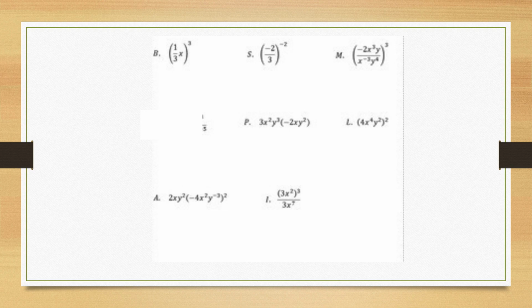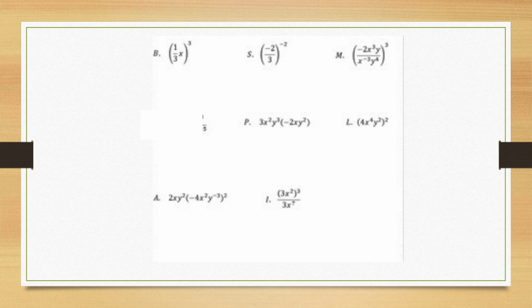Just in case you're seeing this on a small screen, which I really hope you're not, let me just tell you what they say. For letter B, it says in parentheses 1/3 x, and that's to the third power. 1/3 x to the third power. Letter S, in parentheses negative 2/3, and that's to the negative 2 power. Letter M, in parentheses, negative 2x to the third y over x to the negative 3 y to the sixth, all in parentheses to the third.